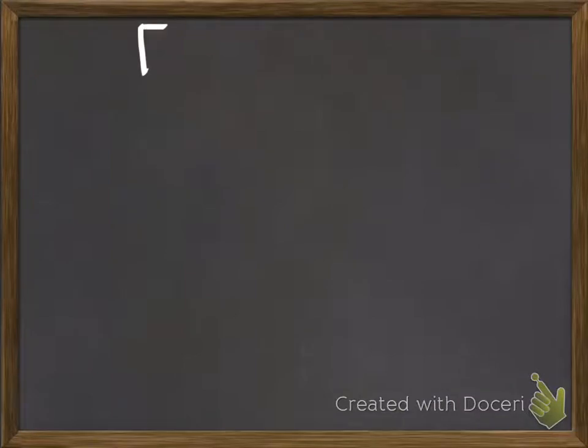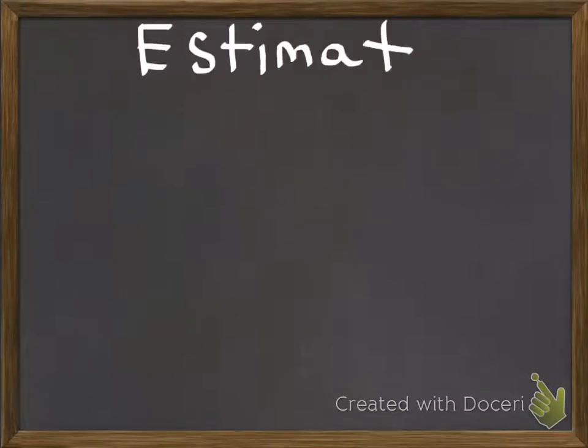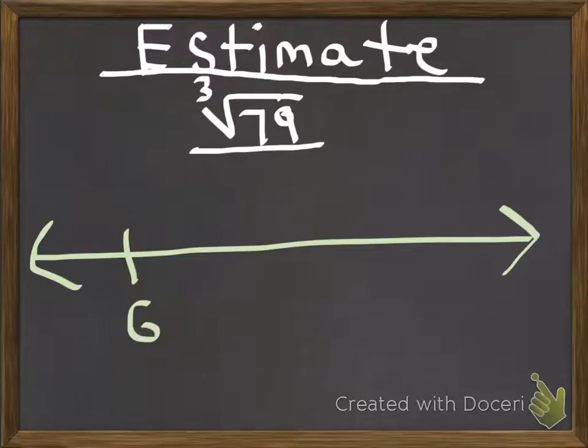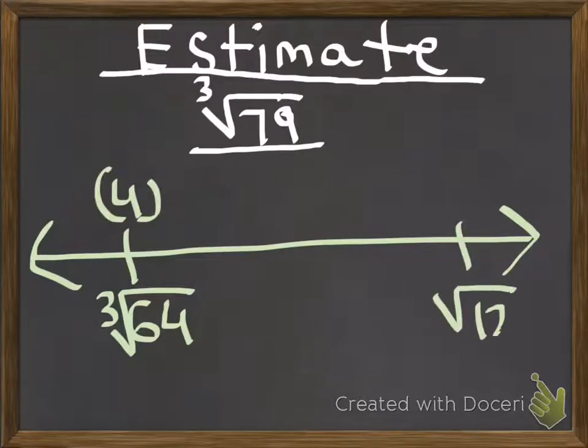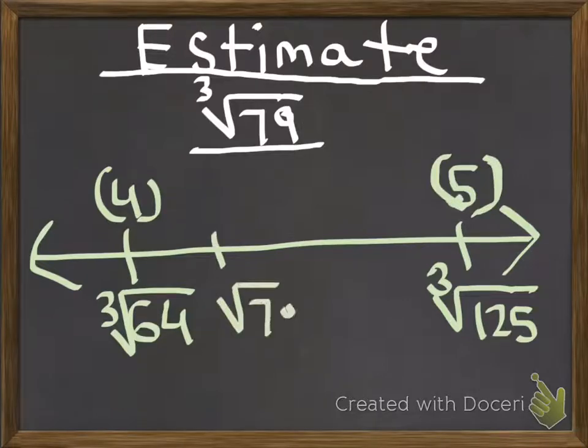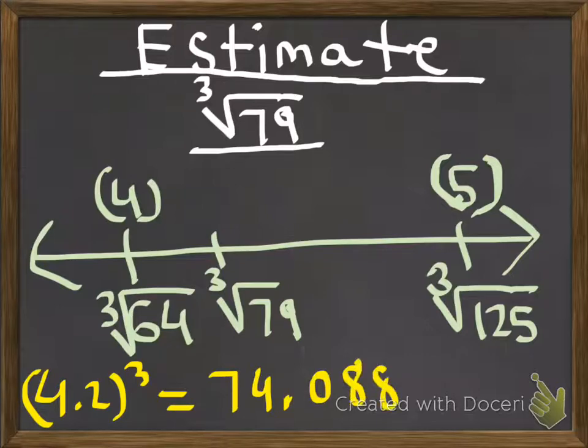Okay, let's try another example. Estimate the cube root of 79. Okay, now based on what you've learned, the first step is to find the 2 closest perfect cubes. The cube root of 64 is 4, which is one of the closer ones, and the cube root of 125 is 5, which is the other one that is above it. And the cube root of 79 on the number line will be placed between 4 and 5, but closer towards 4.